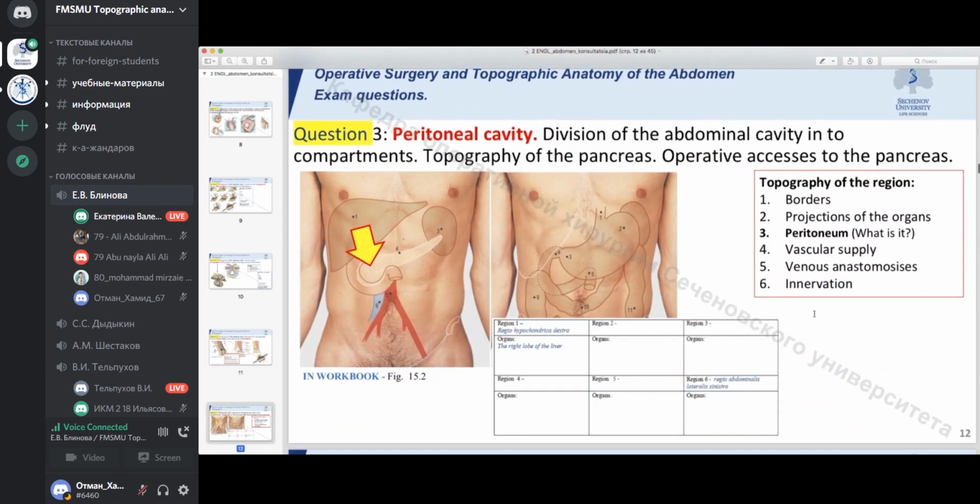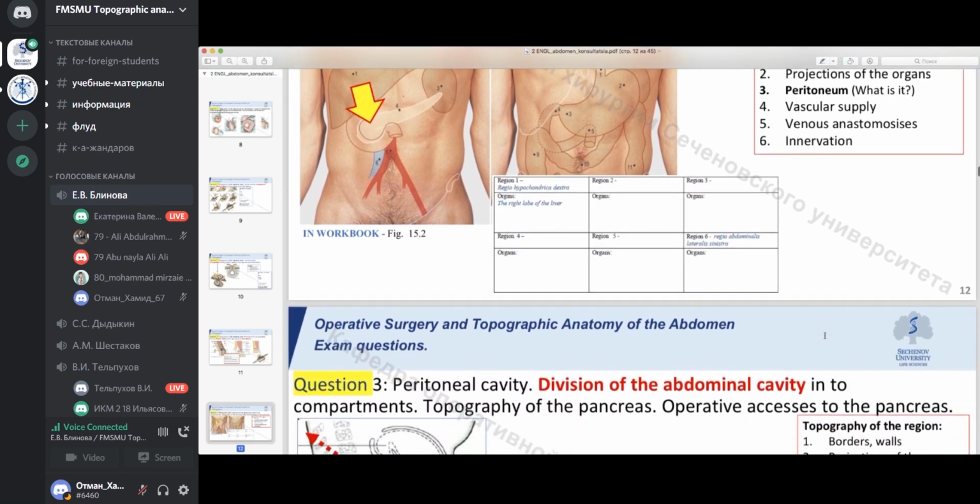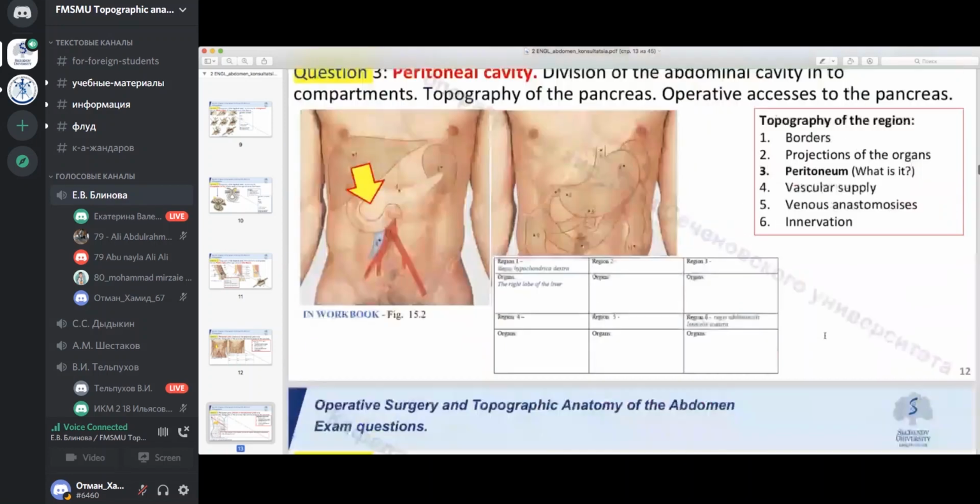Yes. Okay. The next is the question of the peritoneal cavity, the revision of the abdominal cavity. I think I said about it in the previous class, right? Yeah. Repeat or no? Please repeat.